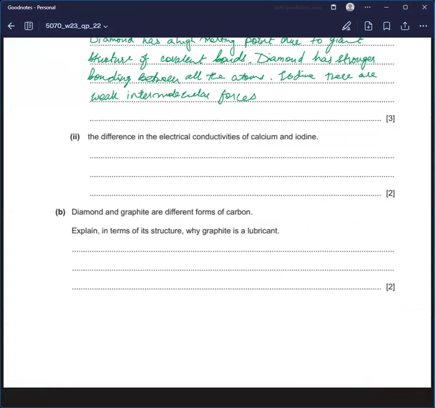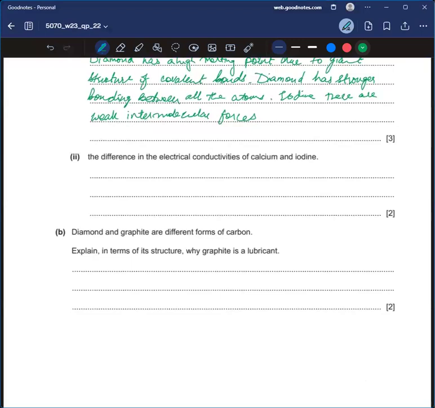Next, the difference in the electrical conductivities of calcium and iodine. We know that calcium is a metal and it has mobile electrons or free electrons. However, iodine has no mobile electrons.